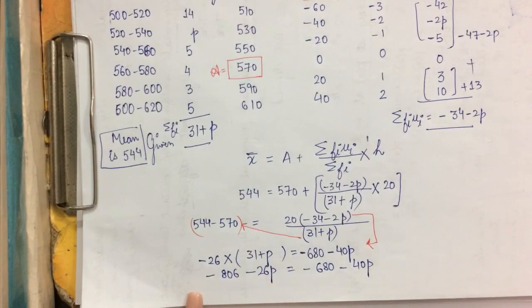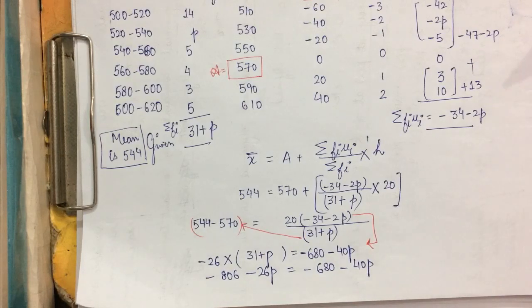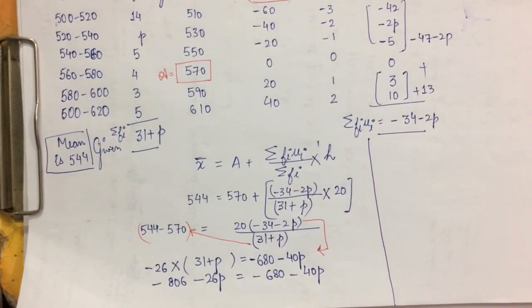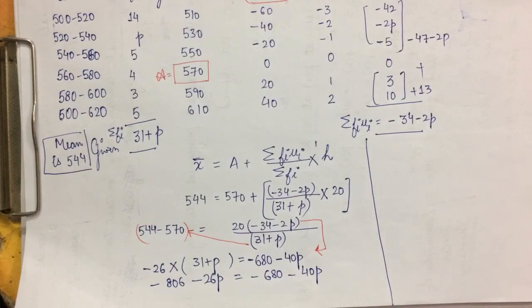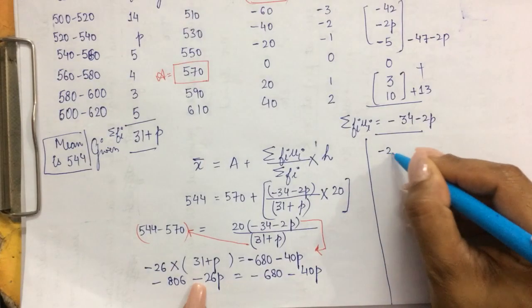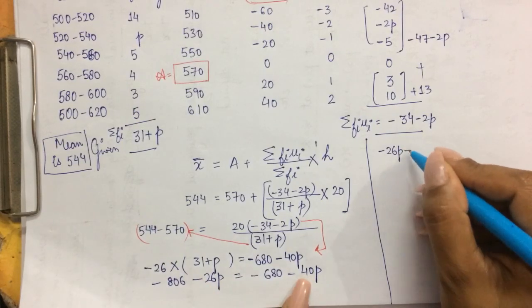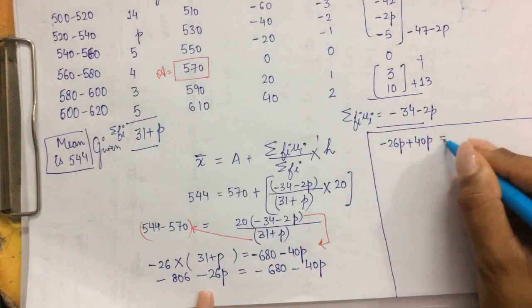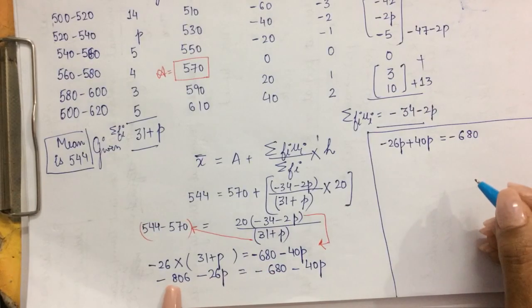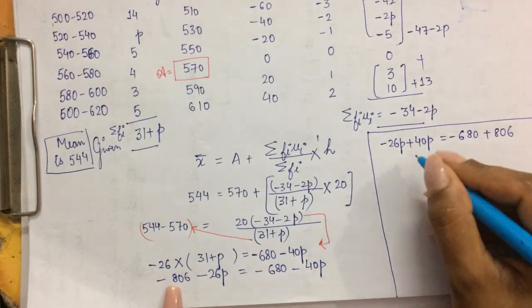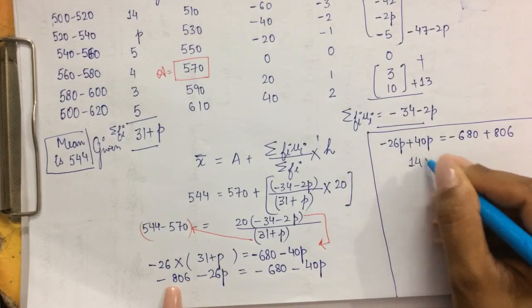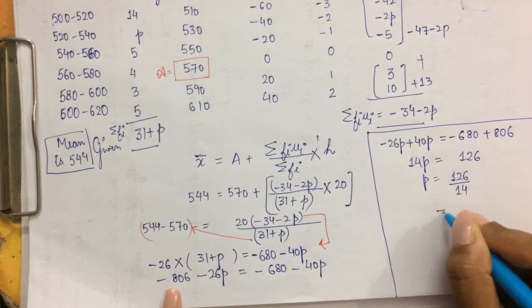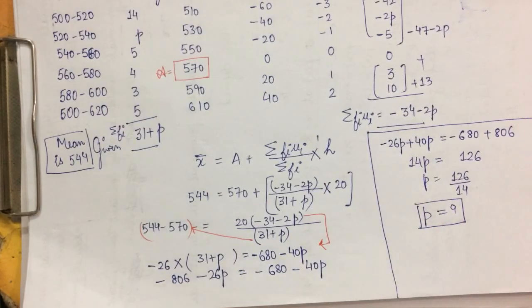Now this is a linear equation in p. I have to solve it to find out p. That's simple. Let's transpose the values. Bring the terms with p on one side and the constants to the right hand side. So I've got minus 26p already on the left hand side. Bring minus 40p to your left hand side, it will become plus 40p, equals, on the right hand side I already have minus 680, transposing minus 806 to the right hand side. Simplifying further, this becomes 14p equals 126. So p comes out to be 126 divided by 14, which is 9. So the value of the missing frequency is 9.